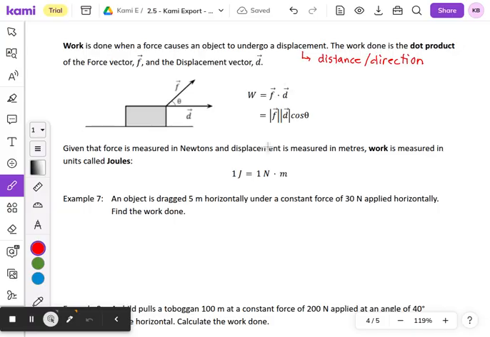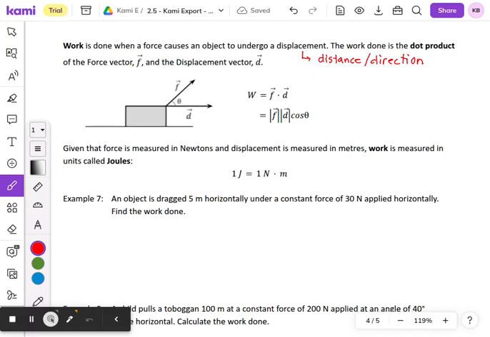Okay, from this picture, we have the displacement vector. We can see it's horizontal. All right, so we find its magnitude. We have our force vector. We can see it's raised by an angle of theta off of the horizontal. So I just plug those details in and I can calculate my work.